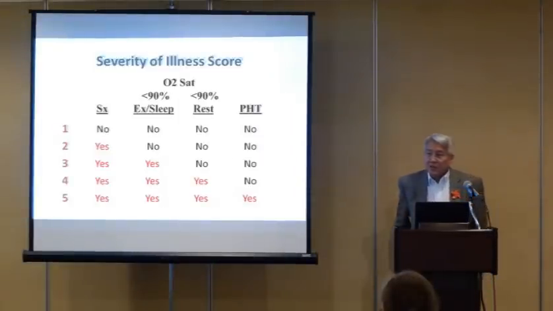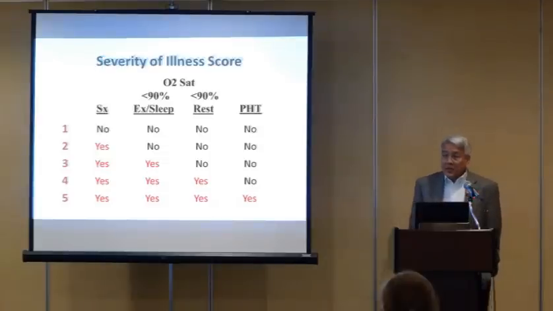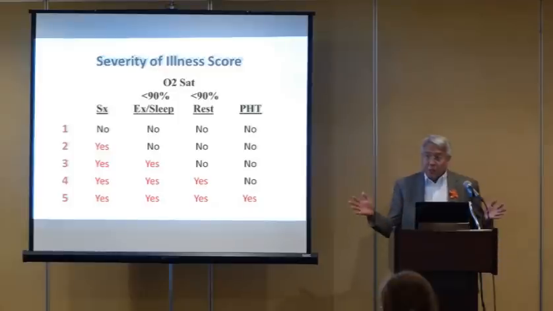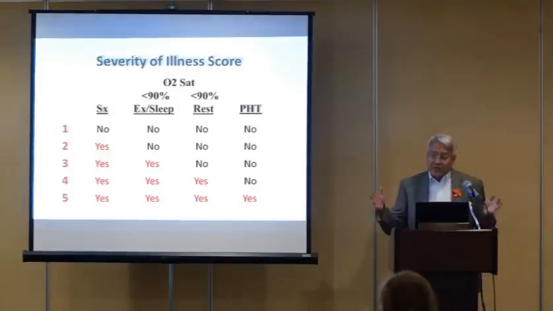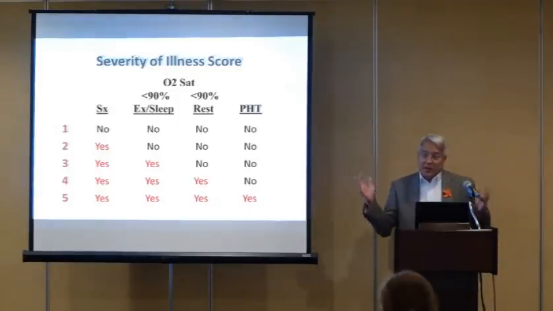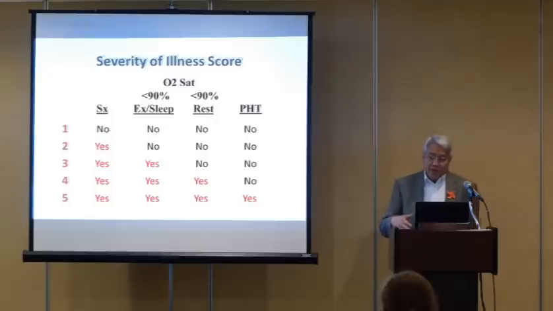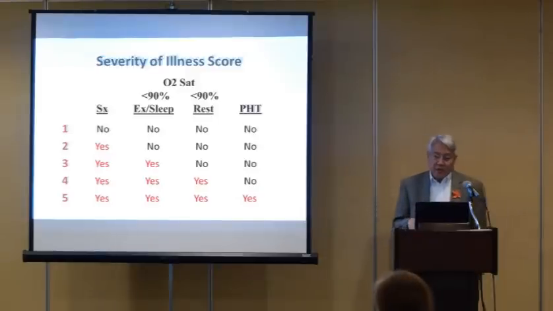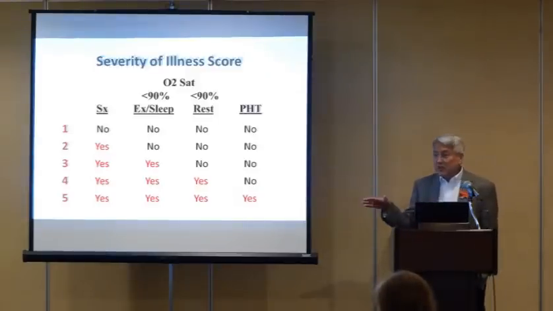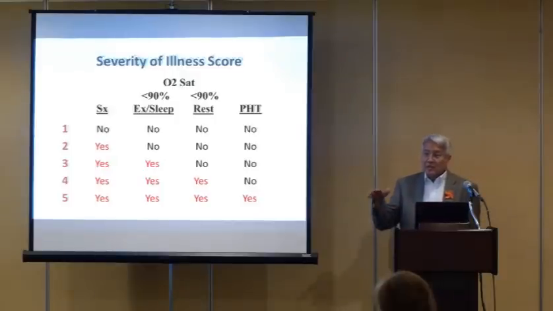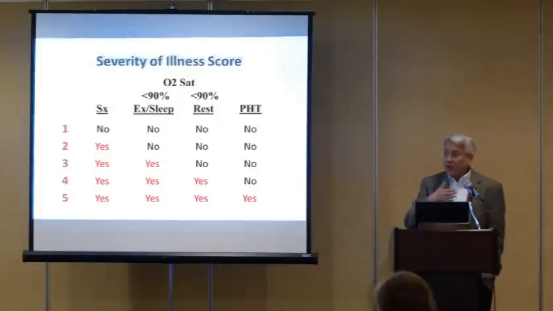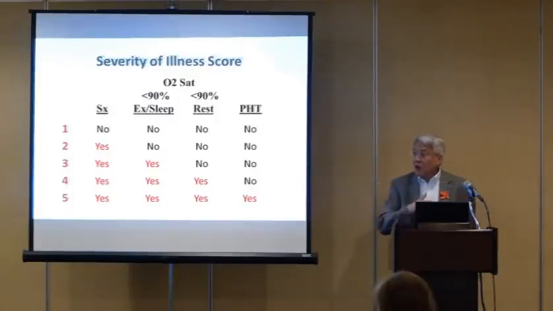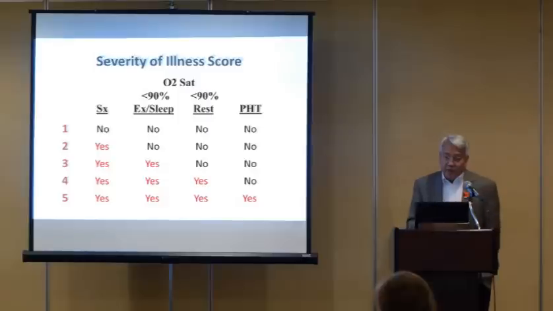And this is a severity of illness score that I developed many years ago. It's a very simple scoring system. It seemed to be the way that I thought about patients. So number one is that the patient has no symptoms and no hypoxemia. Number two is the patient has symptoms. Number three is there's desaturation only at night or with exercise. Number four is O2 desaturation all the time. And then five is the patient has pulmonary hypertension.